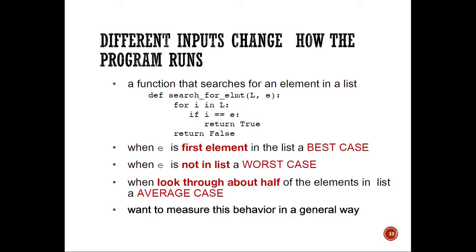For example, assume that we have a function that searches for an element in a list. If the element we're looking for is the first element in the list, this is the best case because we would need only one operation. The worst case is if the element is not in the list, because we would have to traverse all of the list to determine that. When we look through about half of the elements in the list, this is what we call the average case. So we want to measure this behavior in a general way.